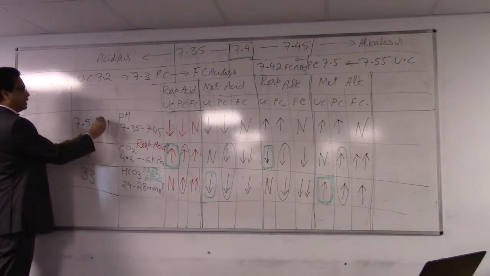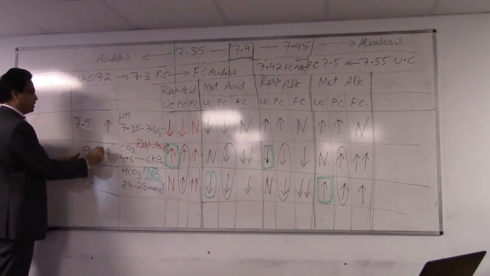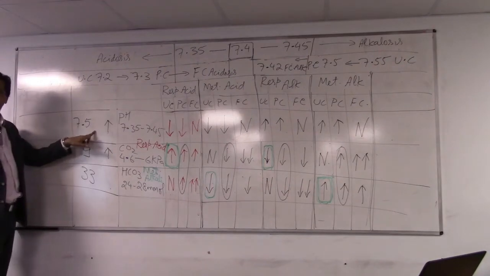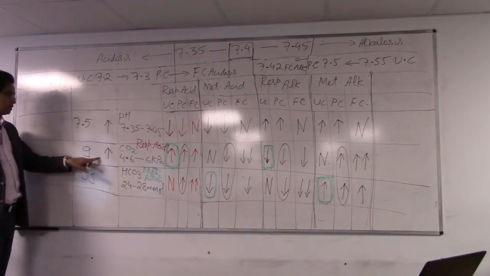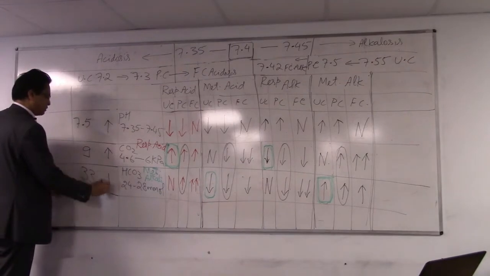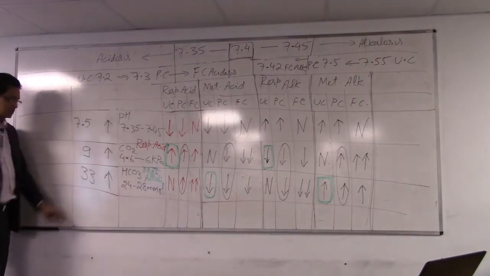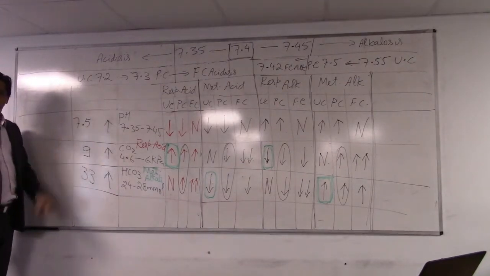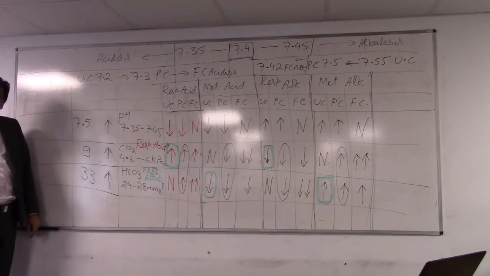pH 7.5, 9.33. pH is high. Carbon dioxide is high. So what is this? pH high means alkalosis. Carbon dioxide high, can it be respiratory? No, it can't be respiratory, so it must be metabolic. Bicarbonate is also high. So what is this? Partially compensated metabolic alkalosis.